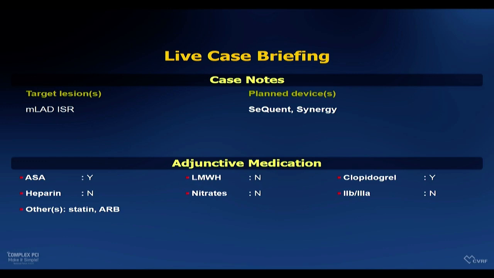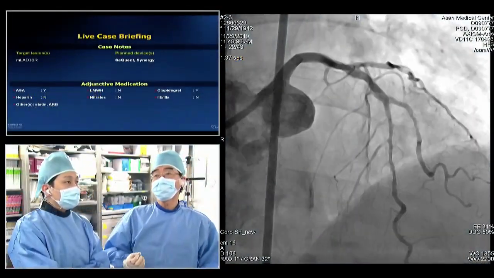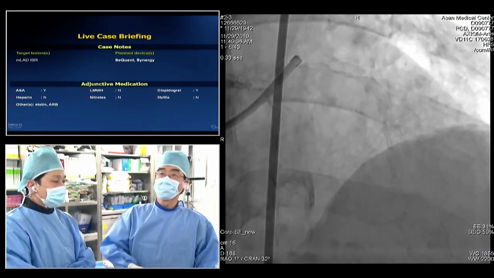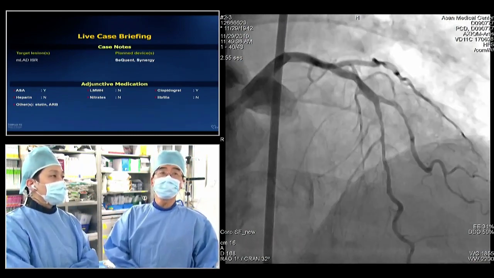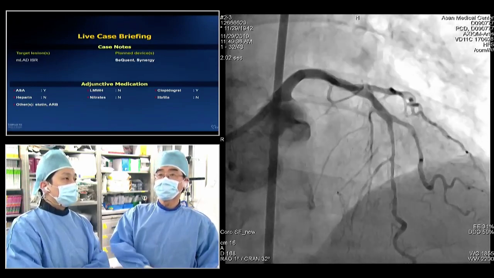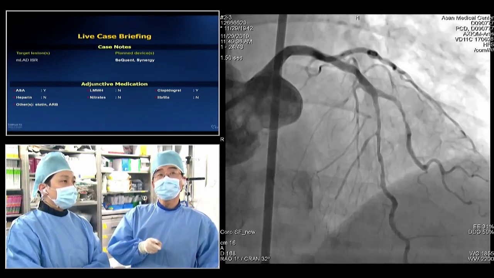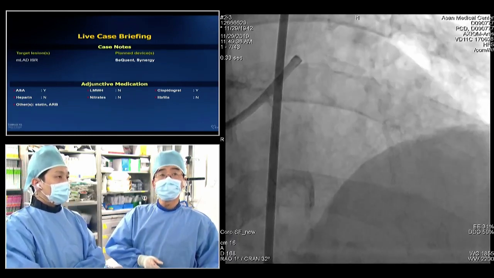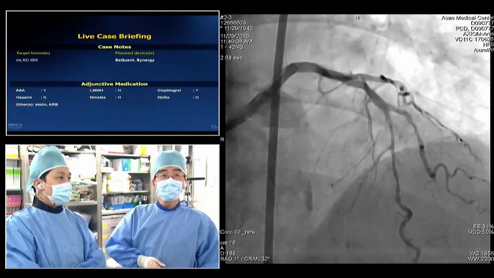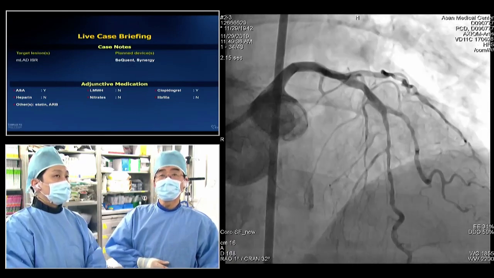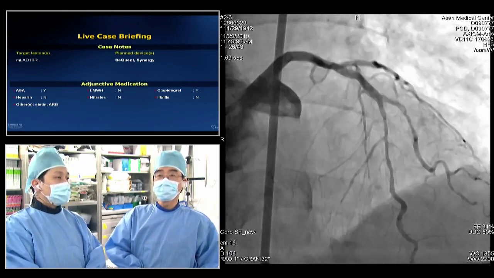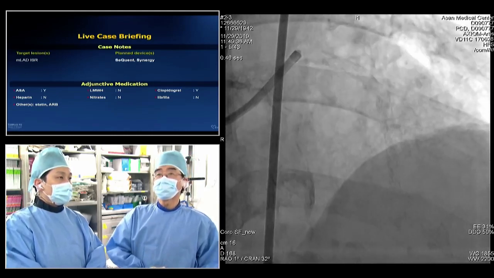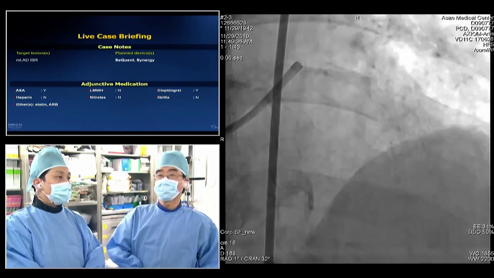In summary, a 77-year-old female patient underwent a bare-metal stent 20 years ago, a very long time ago, and she suffered from chest pain. As you see in the angiographic appearance, there is a very diffuse narrowing in the mid-LAD portion. Our initial plan is imaging-guided treatment. At this time, I'd like to receive some comments or questions from the moderator or the panelists.